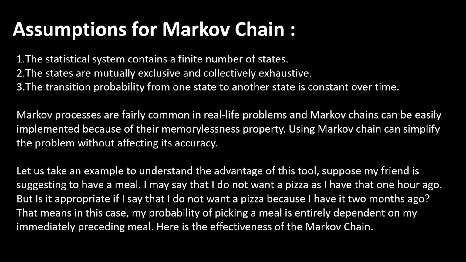Markov processes are fairly common in real life problems, and Markov chains can be easily implemented because of their memorylessness property. Using Markov chain can simplify the problem without affecting its accuracy. Let us take an example to understand the advantage of this tool. Suppose my friend is suggesting to have a meal. I may say that I do not want a pizza as I had that 1 hour ago. But it is appropriate if I say that I do not want a pizza because I had it 2 months ago. That means in this case my probability of picking a meal is entirely dependent on my immediately preceding meal. Here is the effectiveness of the Markov chain.